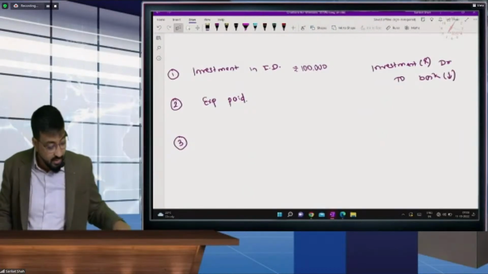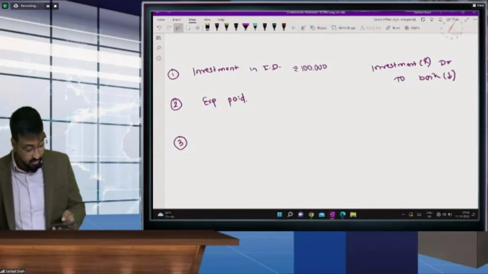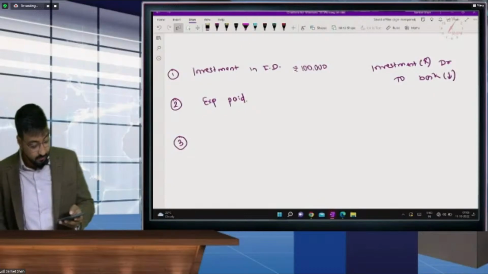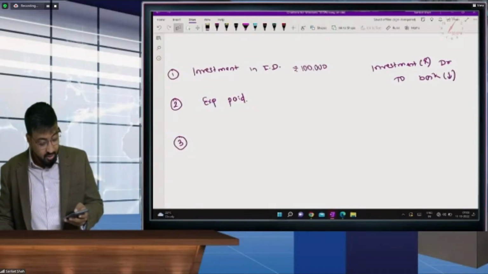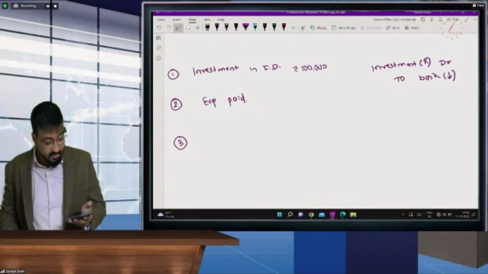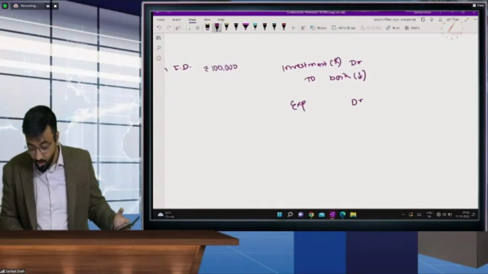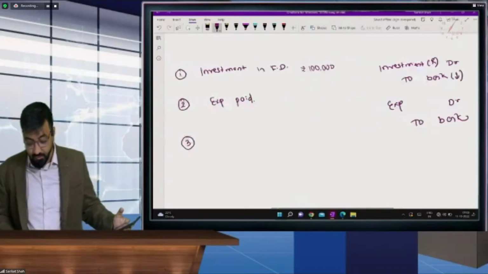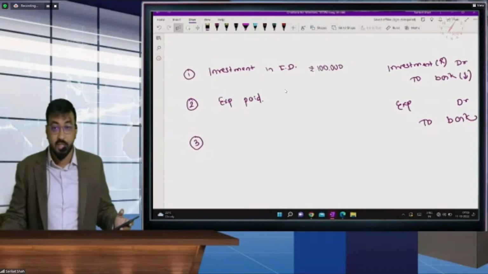Second entry will be expenses paid. Fast. Good morning to all of you. Every one of you, please concentrate. Expenses account debit. Harshit Jaiswal ji, very good, beta. He answered very fast. Expenses account debit to bank. Yes, you are correct. Debit all expenses, and to bank or to cash you can write. So bank balance is going to reduce. So expenses paid is expenses to bank.